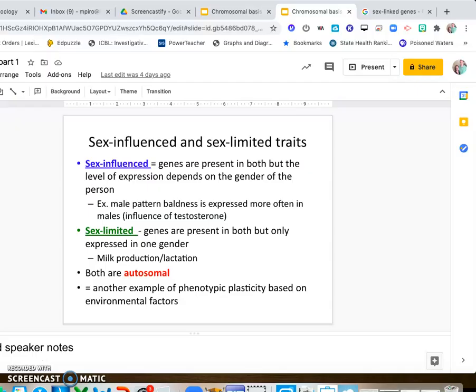And so that's all about sex-linked, sex-influenced, sex-limited, and X inactivation. And I hope that helps. But if you have any questions, let me know.